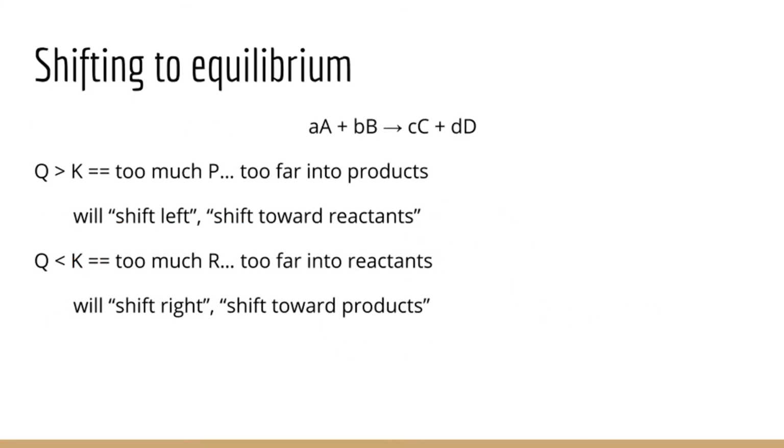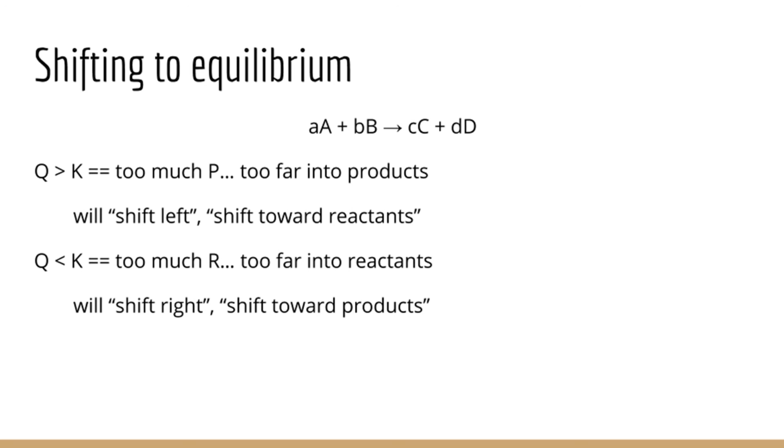And now I want to talk about some of the vocab. When Q is greater than K, you have too much products, you're too far over toward the product side. The way we typically write reactions, that means that we're sitting on the right-hand side of the arrow. And that should be a double arrow. This is an equilibrium we're talking about. So you're too far to the right. The reaction is going to shift to the left. It's going to shift toward the reactants, is the way we usually put that.